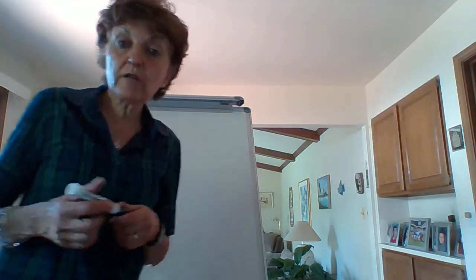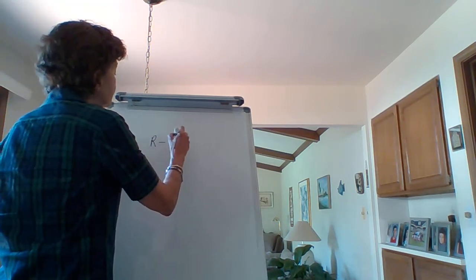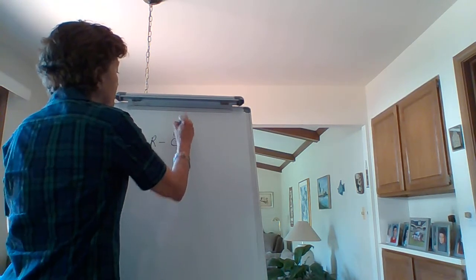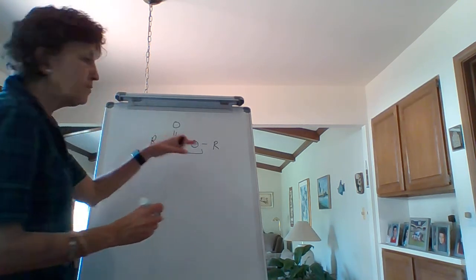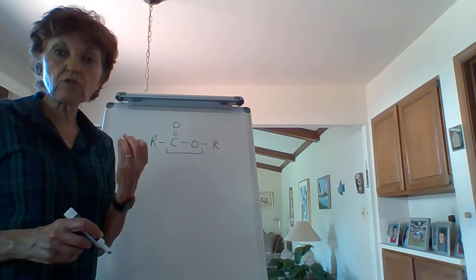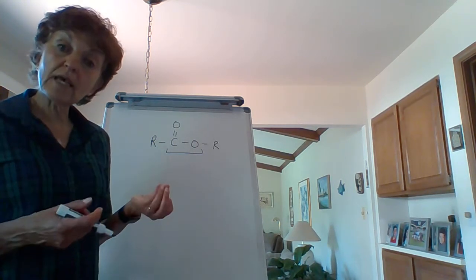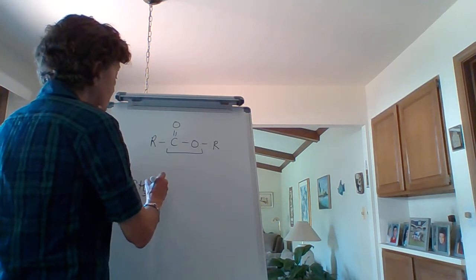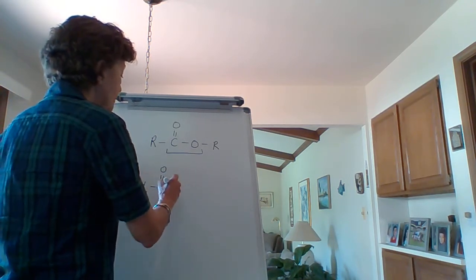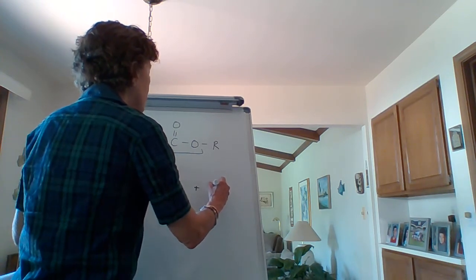What is an ester molecule? Remember how we said that an ester looks like this, an R, carbonyl, O, R. When you recognize carbonyl O, that is the ester functional group. How do you synthesize, how do you make an ester? You have to start off with a carboxylic acid, any carboxylic acid, and any alcohol.